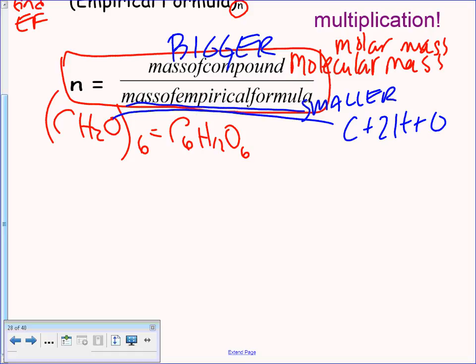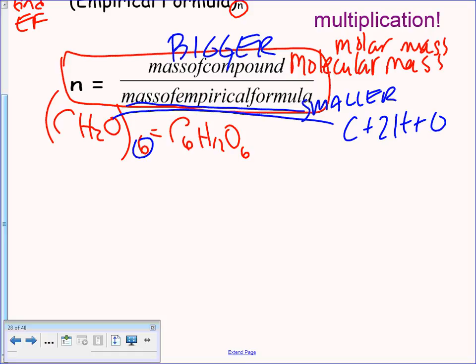Kind of makes sense? And I think an example will. Usually you're like, I have no idea what I'm doing until we do an example. So the mass of the empirical formula, you just do CH2O, and you don't do C6. No, this 6 is something I find from that. So I told you previously what it was, but you're finding this 6 by doing the math. So that's why it comes after the fact. Let me do an example.